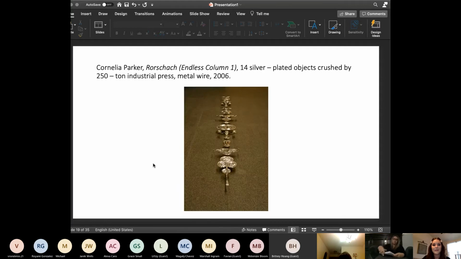And another example of symmetrical balance can be seen in Rorschach, the Endless Column 1. These are silver-plated objects that have been crushed with an industrial press, and they have been bolted to the floor. And if we were to cut this in half, we would see that it is nearly the same on each side. Questions about symmetrical balance before we get into the complicated one?